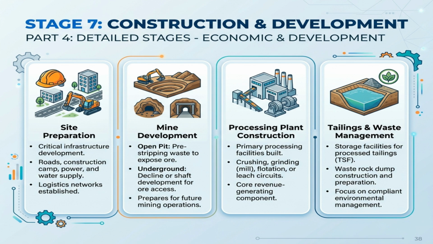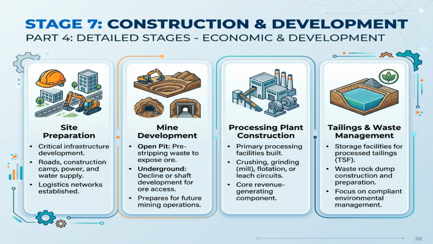Stage 7 is construction and development. This is where the mine is physically built through site preparation, mine access development, plant construction, and tailings or waste management infrastructure. Capital spending is highest here, and execution risk becomes a major factor. Delays, cost overruns, or engineering problems can materially damage value before the mine ever produces its first ounce. For investors, the key question is whether management can deliver the project on time and on budget.